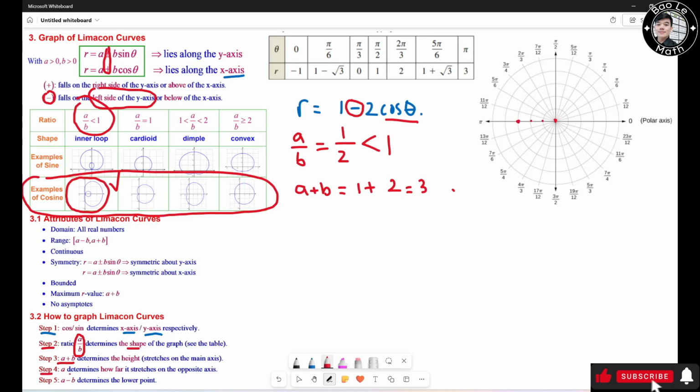Now step number 4. The value of a determines how far it stretches on the opposite axis. So a in this situation equals 1. It tells us the graph stretches 1 unit on each side of the y-axis, so it could be right here. 1 unit, 1 unit. Now step number 5. a minus b determines the lower point. So a minus b equals 1 minus 2, which is negative 1. Negative 1 should be right here.